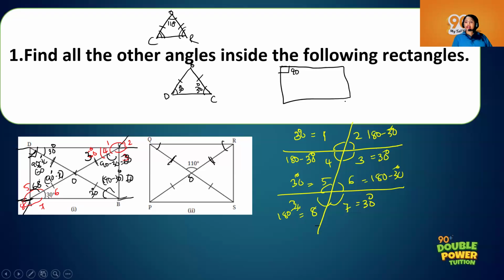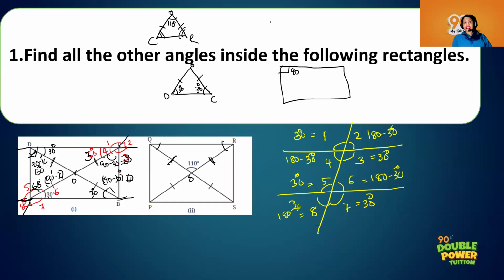Did you get the answer? Did you get the answer? Gauri, did you get the answer? Okay, now let's try this question.